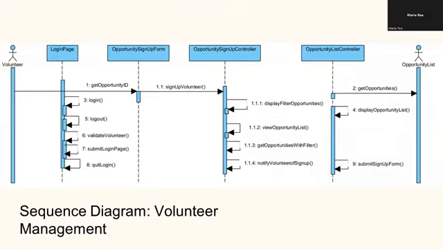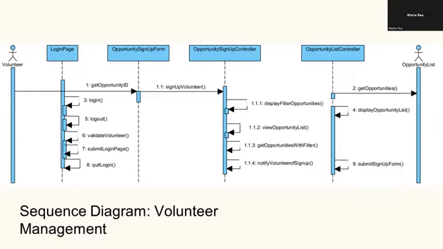You are shown the volunteer and they are able to log in, they can log out, it'll validate the volunteer, submit the login page, and quit the login. And then once they sign up, they're able to display filter opportunities, view opportunity list, get opportunities with the filter, and notify volunteer of sign up.